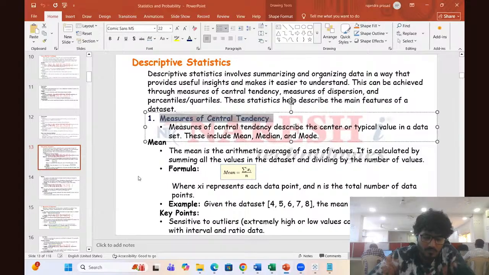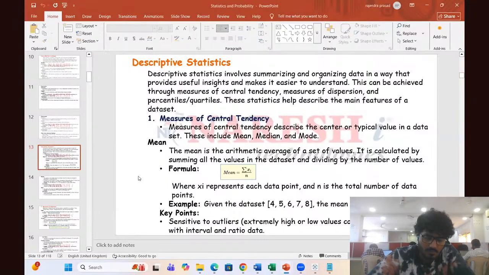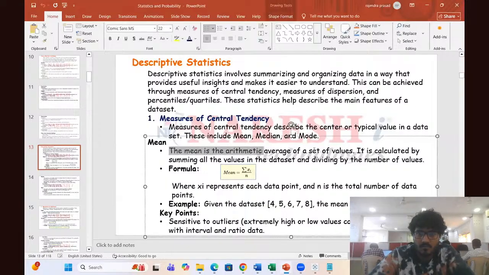Okay. So in this, first we'll discuss the mean. You already know about the arithmetic mean and how we calculate it, but I'll explain anyway. See, mean is also known as arithmetic mean. The mean is the arithmetic average of a set of values.